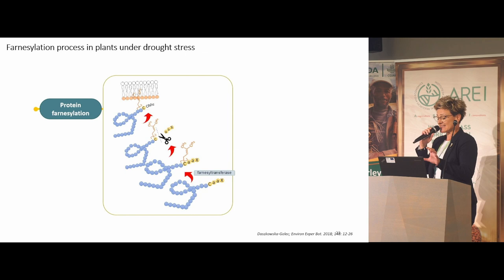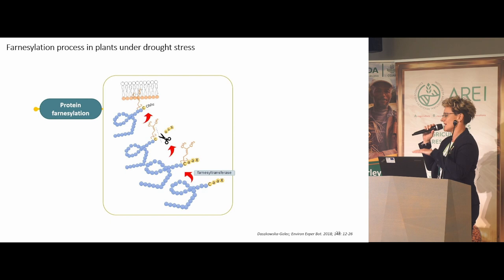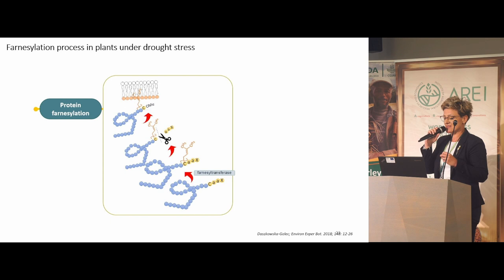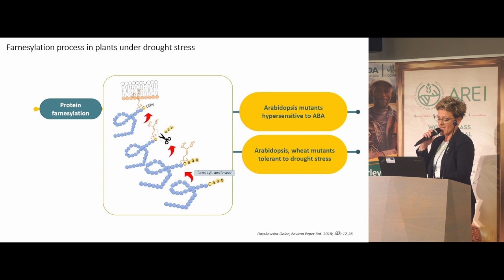It's also occurring in our cells, in human cells. And for example, the permanent farnesylation of some proteins in our nucleus is the cause of progeria. So it's a really important process in the cell and highly conserved. So it was really surprising that Arabidopsis mutants in the ERA1 gene are hypersensitive to abscisic acid and also drought tolerant.